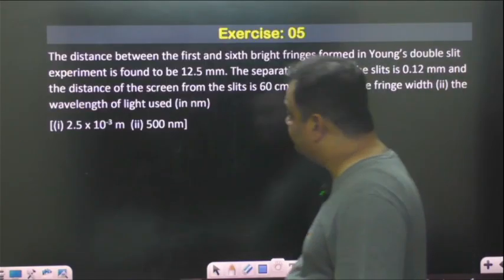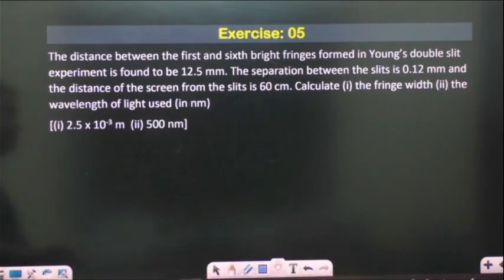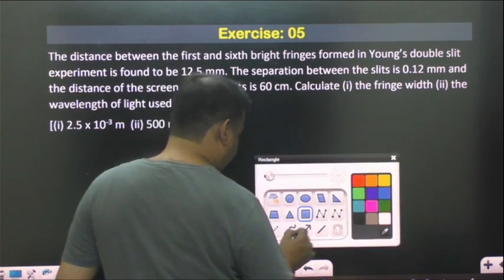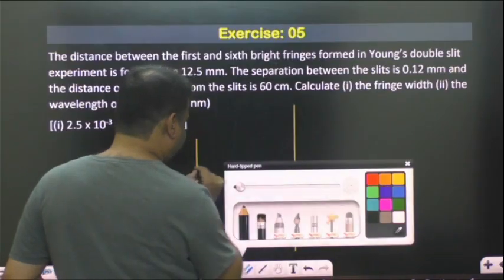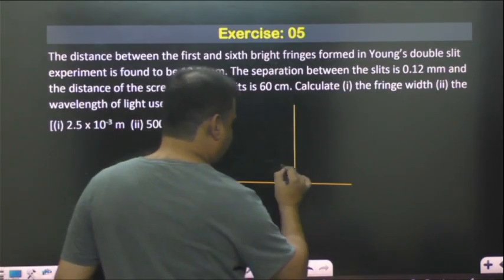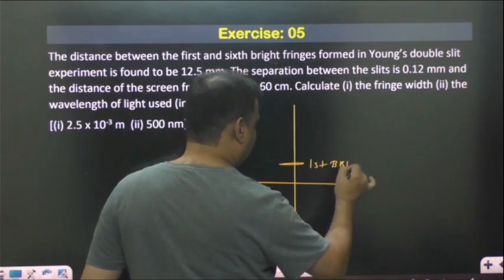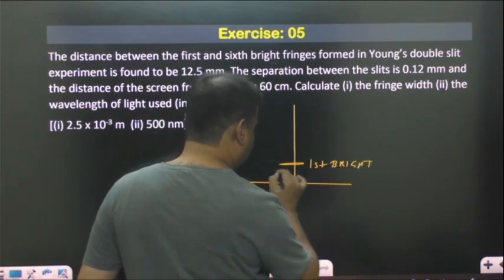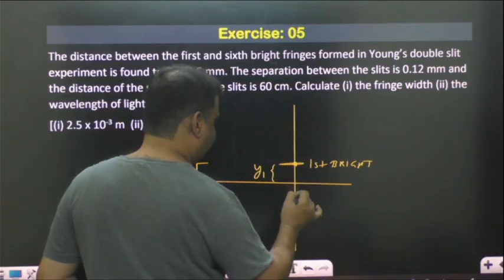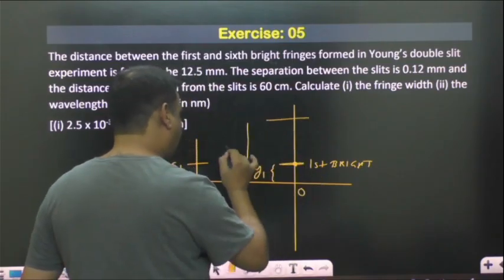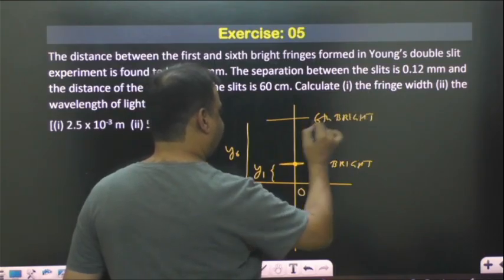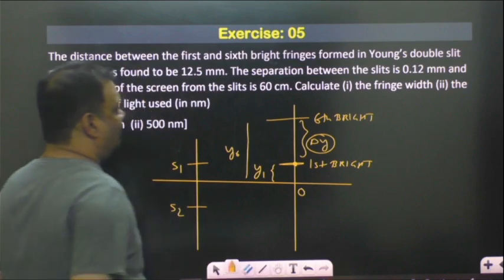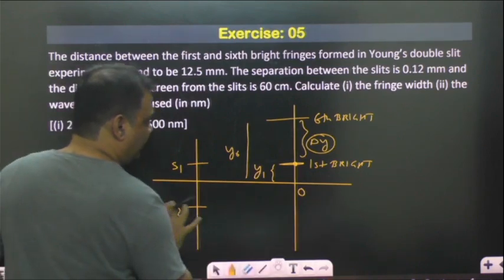Now see the next problem. The distance between the first and the 6th bright fringes formed in Young's double slit experiment is found to be this much. Now you are given the distance between the first and the 6th bright fringes. So first bright fringe will be formed somewhere like this here. This is the center of the screen. And 6th bright fringe will be formed somewhere here. And say this is the distance delta y. Okay. So you are given this delta y as how much?